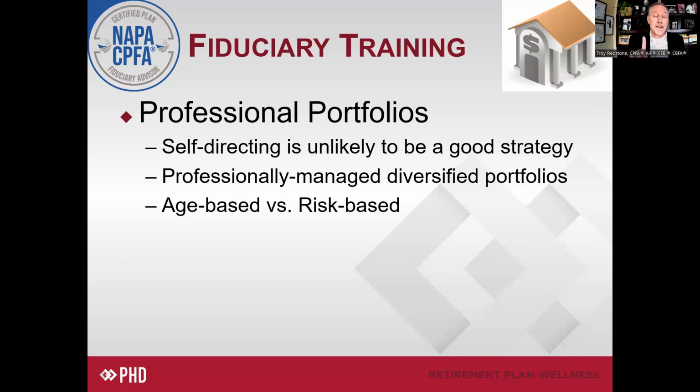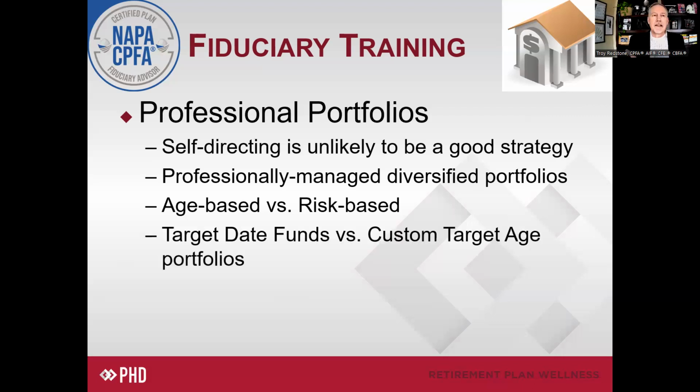It's really hard to use a risk-based strategy as a default investment. More importantly, your risk changes over time. So if you're using an age-based strategy, it will de-risk you as you get closer to retirement. So I'm a huge fan of an age-based type of strategy, not a risk-based strategy. But then you have to look at the record keeper you're working with and decide, can we use a custom target age portfolio or a target date fund from that particular record keeper?